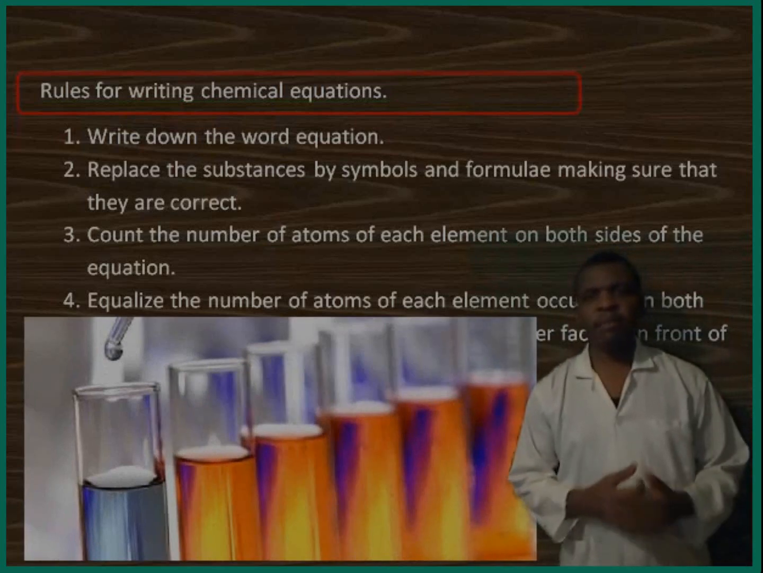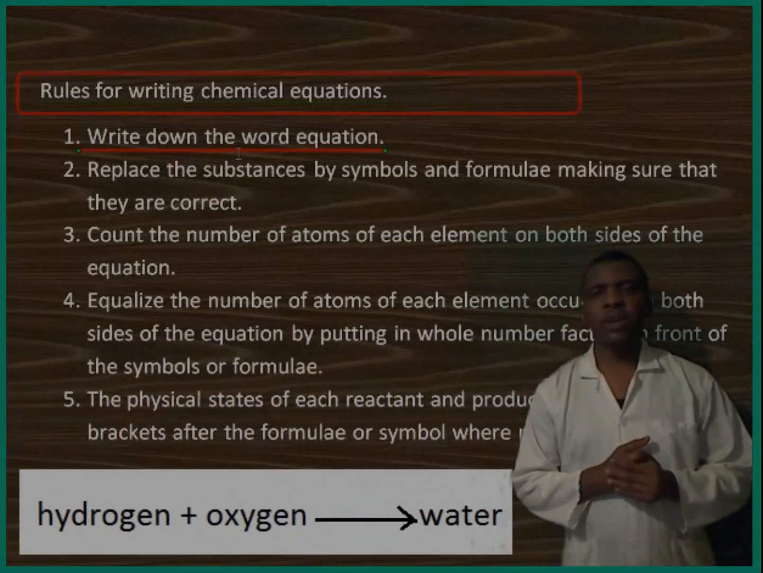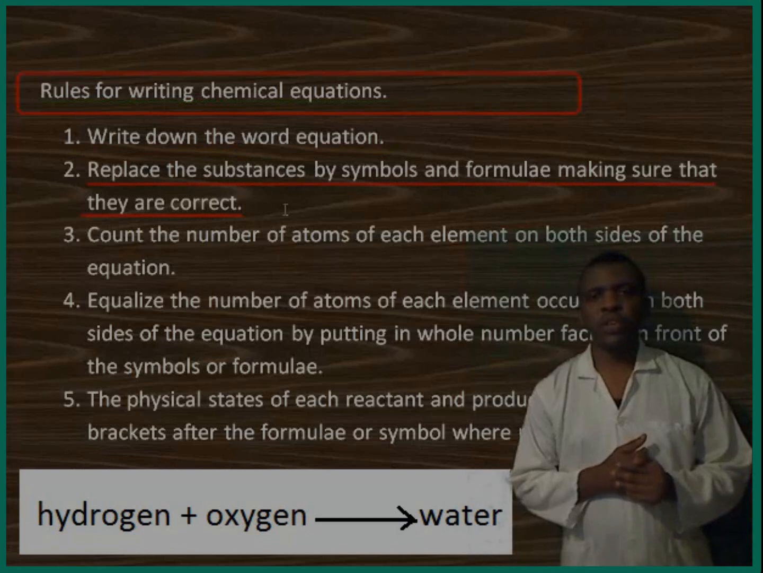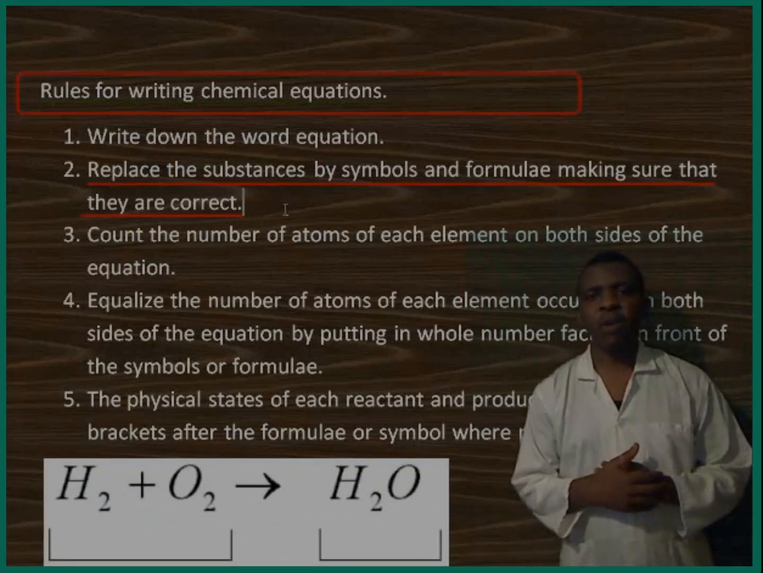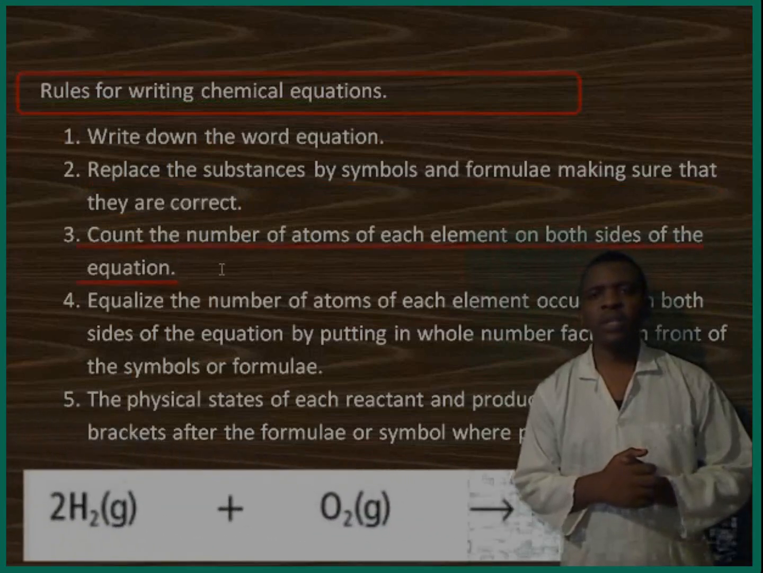Rules for writing chemical equations. Write down the word equation. Replace the substances by symbols and formulae, making sure that they are correct. Count the number of atoms of each element on both sides of the equation.